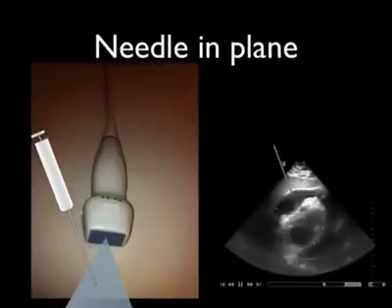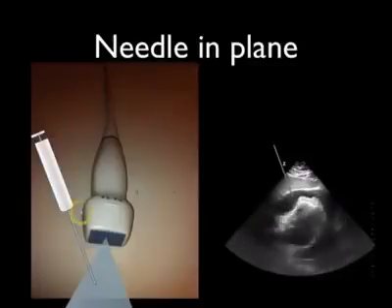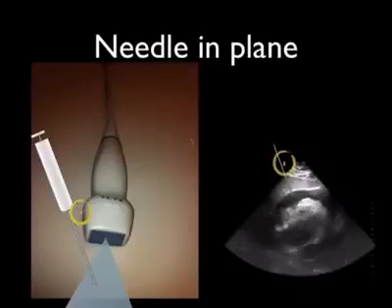I would expect the needle coming in just here laterally going towards the pericardial sac. Again, I'm going to have the needle actually come in right next to the probe marker. That way I know to expect the needle coming from the probe marker as seen here.